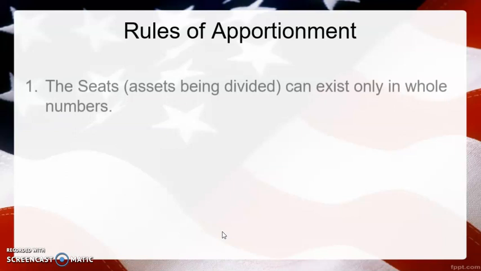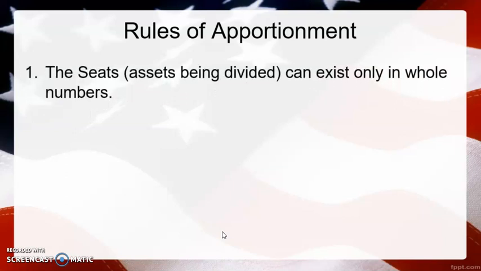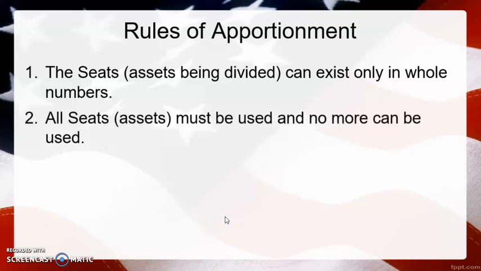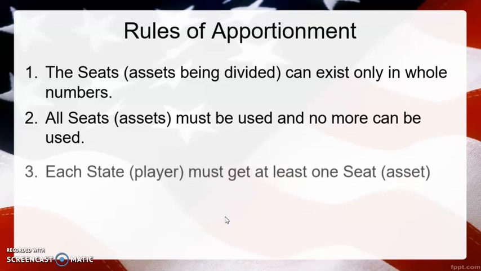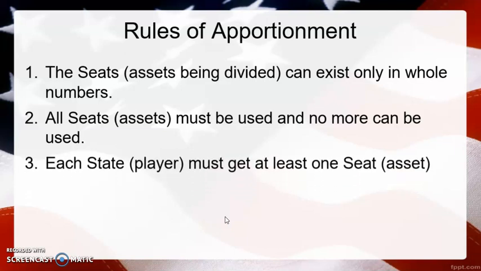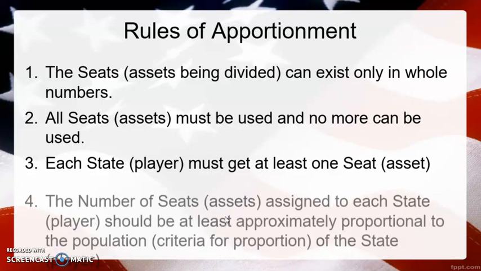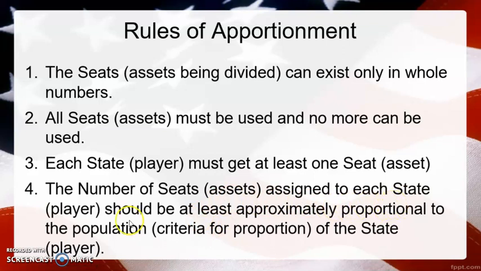So our rules of apportionment say the seats, which are, remember, the assets being divided, in this example candy, can only exist in whole numbers. All seats must be used and no more can be used. So she's got 50 pieces and that's it. She can't give out more than 50. Each state or player must get at least 1 seat. So in our example, at least 1 piece of candy. And the number of seats assigned to each state should be at least approximately proportional to the population of the state.